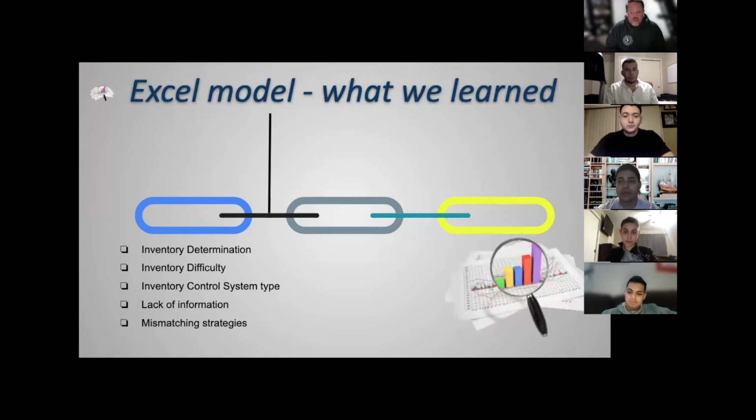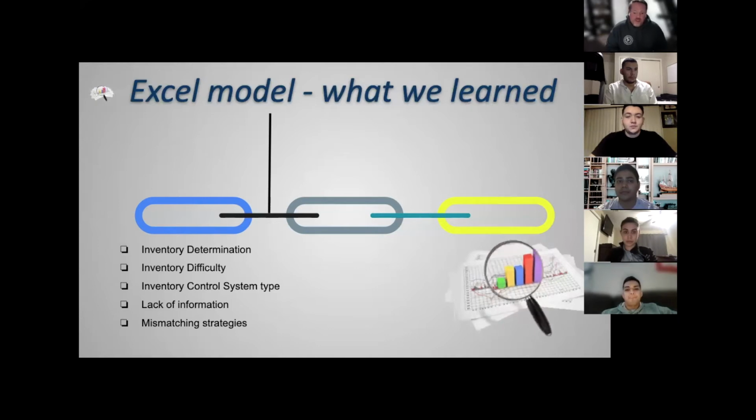Secondly, we have inventory difficulty. It's very difficult to always know how much inventory and when, especially when it's perishable, which I will discuss further in this presentation. Thirdly, there's the inventory control system. The type of inventory control system will depend largely on what type of product is being produced. In this case, it's perishable, so we will use a just-in-time inventory system, which I will talk more about in a minute as well.